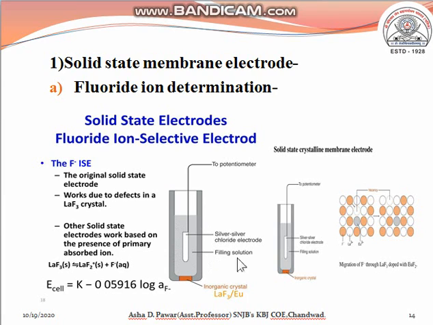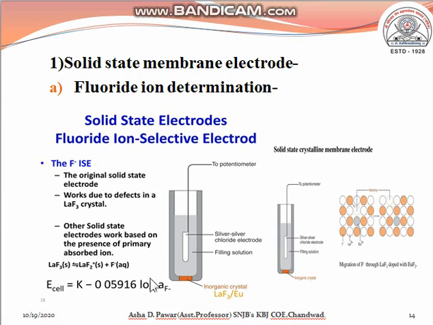If this electrode is placed in a solution containing fluoride ion, whose concentration we want to know, then the europium fluoride always produces holes, and when the fluoride ion solution contacts the europium fluoride crystal, there is a development of potential, because the concentration of fluoride ion in the internal solution and in the sample solution is different. That's why a boundary potential develops.